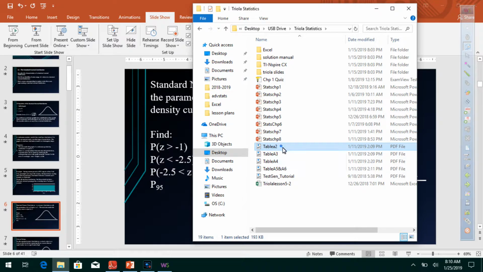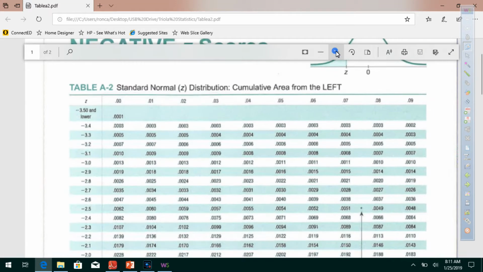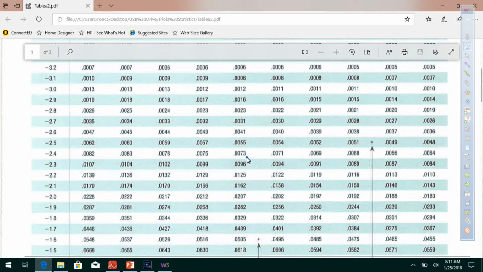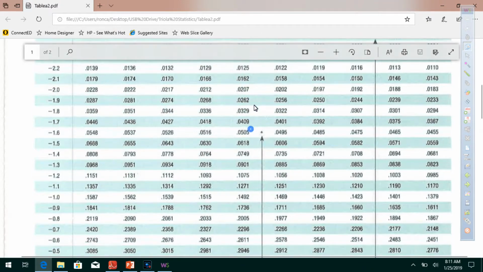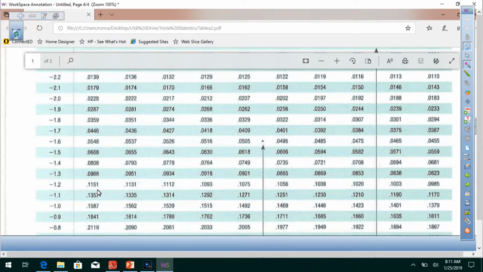There it is. All right, so I want to find -1.0. If you look across here, that's after the decimal, and down the side is before. So we want to find -1.0, and that is right here. That's 0.1587.